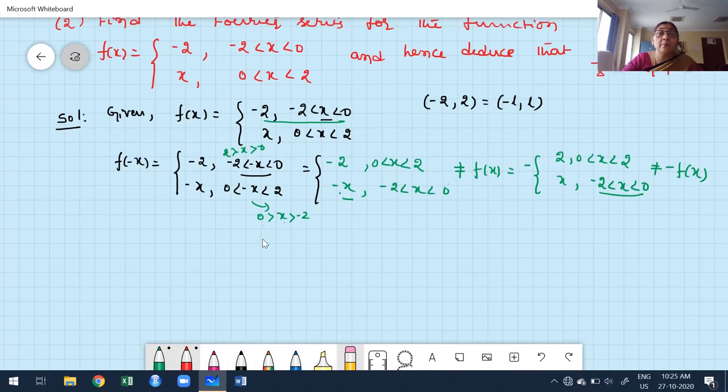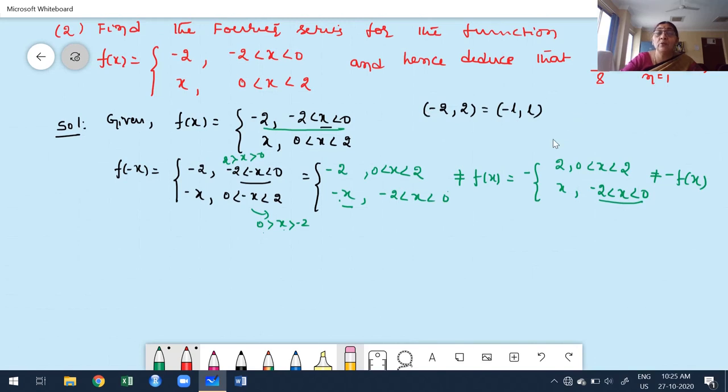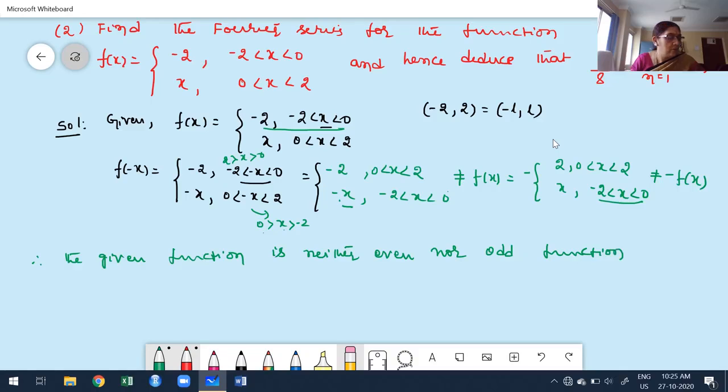This is one example where, even though the interval is of the form minus 2 to 2, the given function is neither even nor odd. Therefore, the given function is neither even nor odd function over the interval minus 2 comma plus 2.